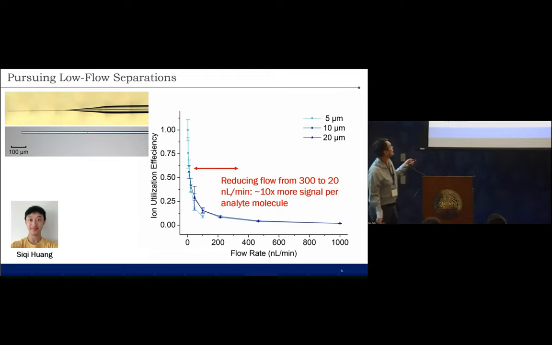So what we've been working on to improve sensitivity, one of those things is low flow separations, right? And this is from a direct infusion experiment that Suchi in my group did, going from 1 microliter per minute down to 1 nanoliter per minute. And there are different diameter emitters that work in different flow regimes here. But you can see in general, as we go from typical few hundred nanoliters per minute down to 20 nanoliters per minute around here, we get about a 10x increase in mass spectrometer signal per analyte molecule. So it's one way to make a brighter ion source.